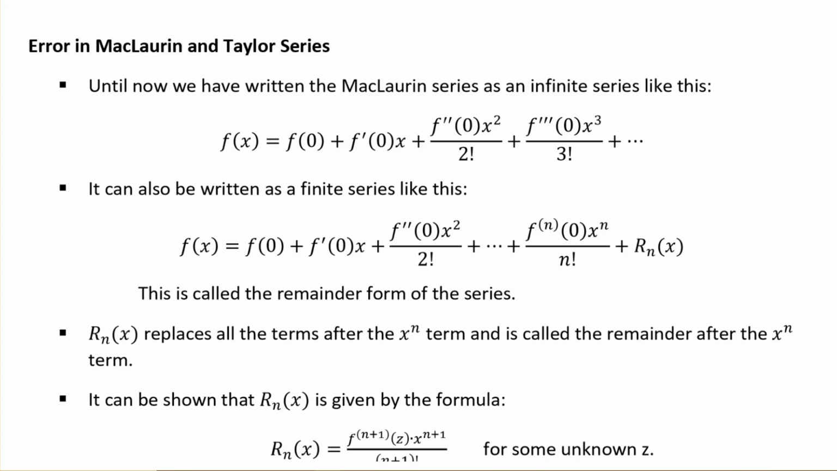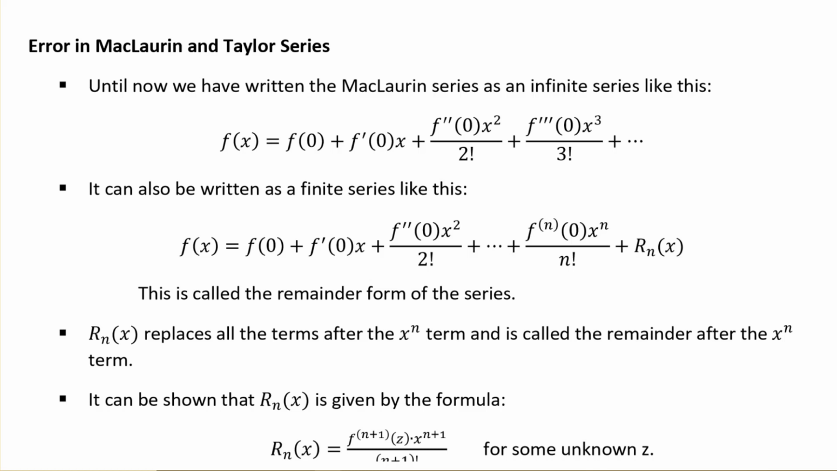Hello everyone. In this video, I'm going to talk about error in Maclaurin and Taylor series. In the previous videos, we have learned how to figure out the first few terms of the Maclaurin series or Taylor series for a particular function. But if we truncate a Maclaurin or Taylor series after a certain number of terms, then what is the error that we incur? Alright, so we know that the Maclaurin series is written as an infinite series.